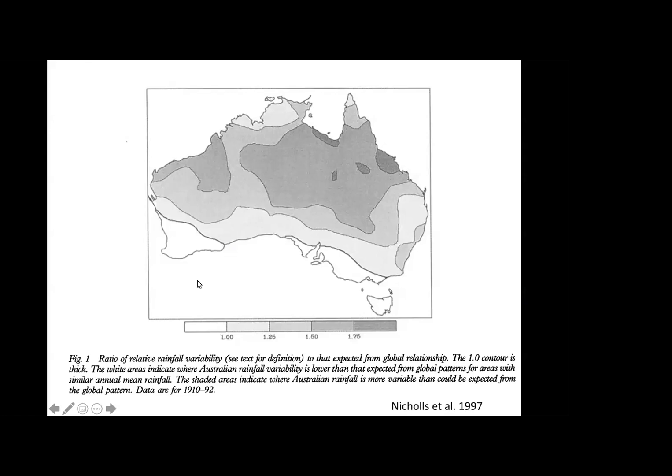Another really important shaping factor is the variability in rainfall. So the Australian rainfall patterns not only cover a huge gradient, they're also typically much more variable than you would find in other regions of the world. I haven't seen an update on this figure since 1997, but this gives you an idea of the relative rainfall variability across Australia compared to global relationships, looking at places with similar mean annual rainfall elsewhere.